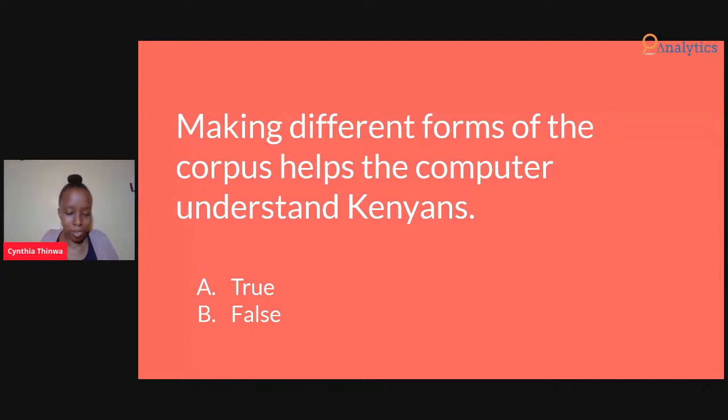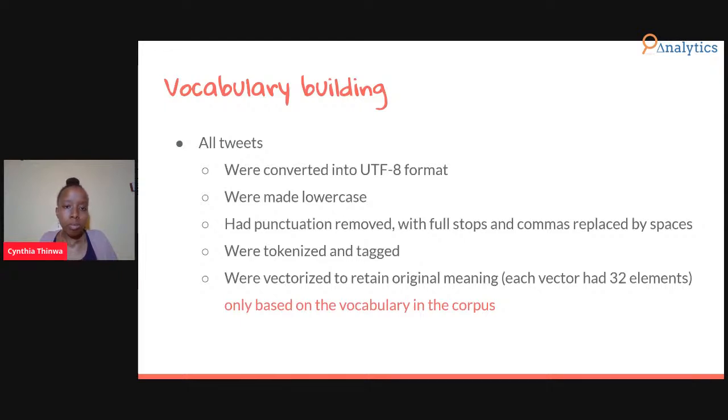Okay, that's great. So the correct answer is actually true. So those who said A or true were correct. So when we are looking at vocabulary building, there are a certain number of things that we did. Before we vectorized the tweets, we first converted them into UTF-8 format so that my system could understand those tweets. Then they were made lowercase. Then I removed punctuation but preserved the pauses by adding extra space. And then these tweets were tokenized and tagged. And then finally, they were vectorized. And each vector had 32 elements.